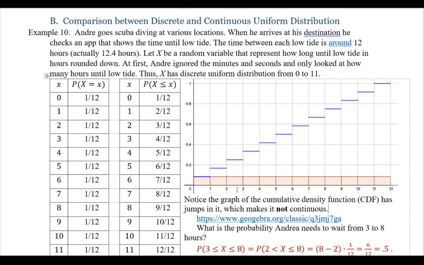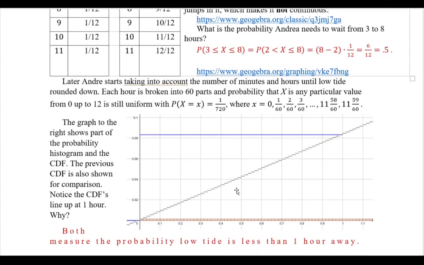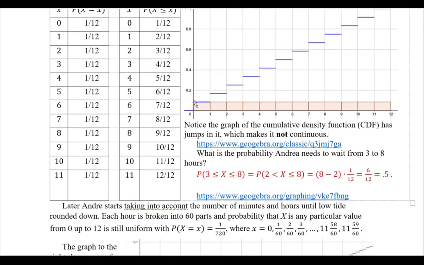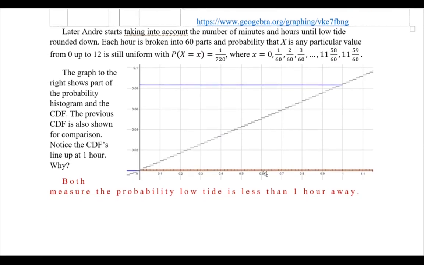And the next example, though, here, if Andre starts taking into account the number of minutes and hours until low tide, and he rounds down, then we're going to break down each one of these hours into 60 parts. And we can zoom in on just that first hour and break that into parts. And here's my new cumulative distribution function. And it only matches up at 1 hours. The probability mass function now does not have an area of 1, but if we were to add up all the probabilities, then this would indeed have a probability of 1.